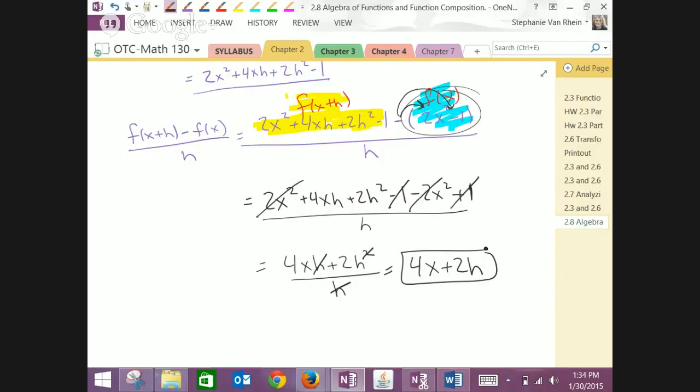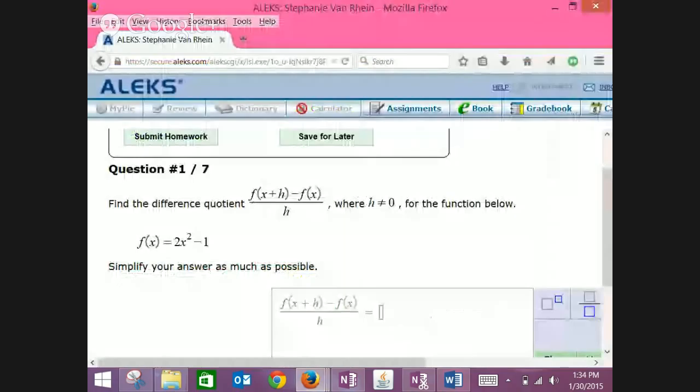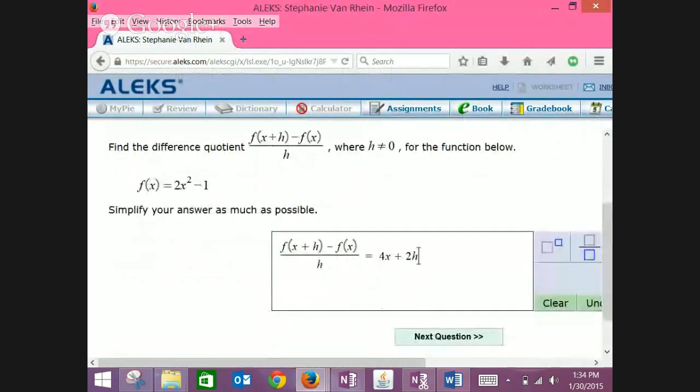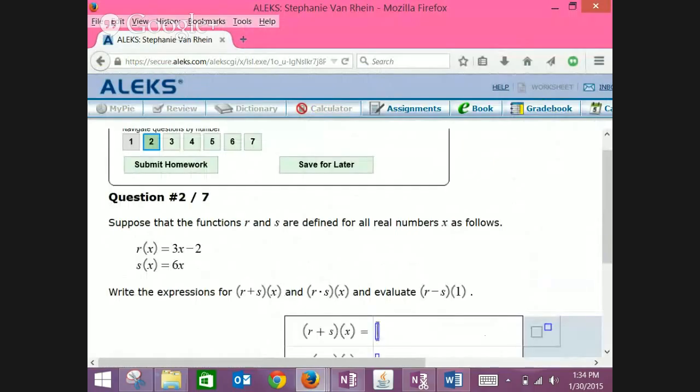I teach an online version of calculus, and students struggle with this because they don't understand the algebra. They can do the calculus just fine because that's just applying a very basic concept, plugging in a point. But it's the algebra from the difference quotient that gets them. So we have 4x plus 2h. If I go to Alex in here, it should accept the 4x plus the 2h. It's not going to tell me if it's right or not because I have to do the whole homework problem.